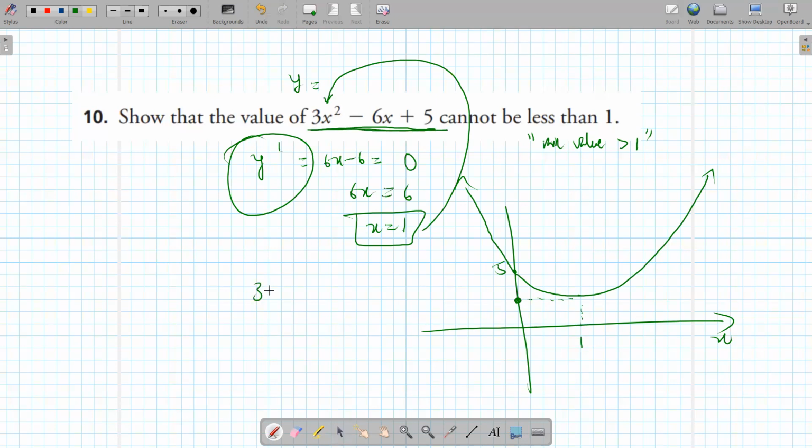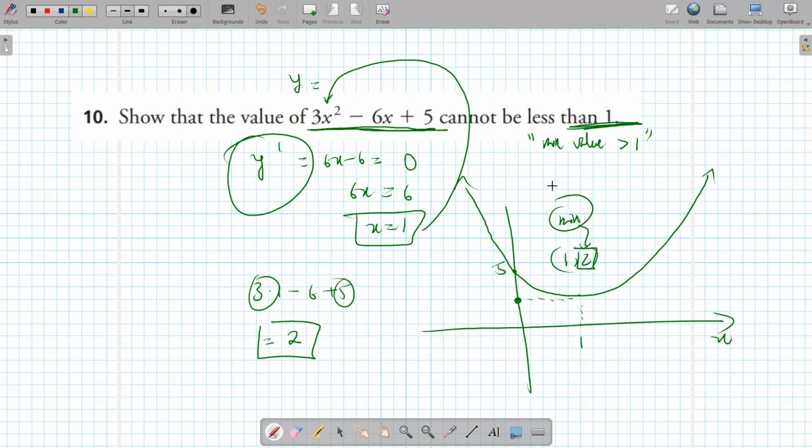So you get 3 times 1 minus 6 plus 5. What's this? 3 plus 5 is 8, minus 6 is 2. So the minimum y value occurs at 1 comma 2. So this is the minimum. The minimum y value is 2. That's why it can never be less than 1.